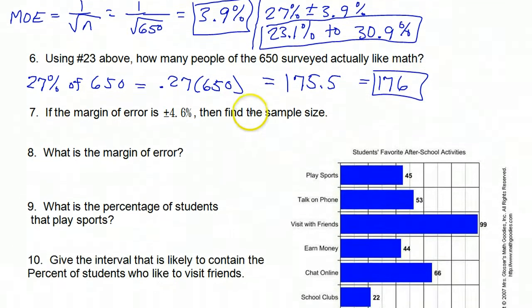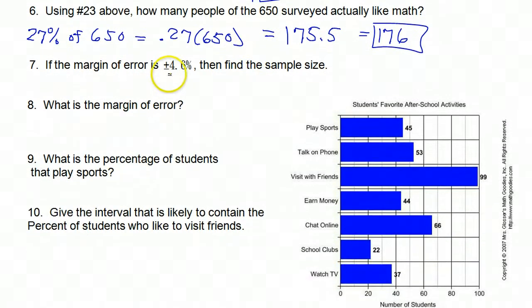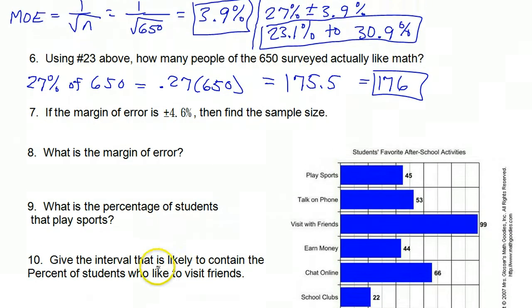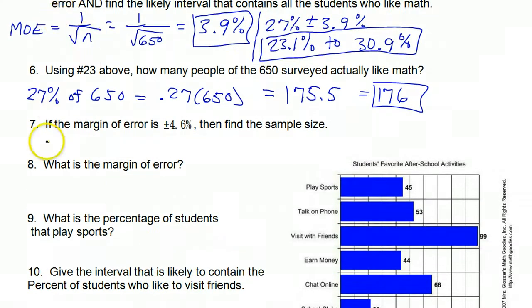All right, number 7. If the margin of error is plus or minus 4.6%, then find the sample size. Well, the sample size is the n in this formula right here. So we're trying to solve for n, which means we don't know what n is, so don't go plugging anything in for n. All right, so that means 1 over the square root of n.